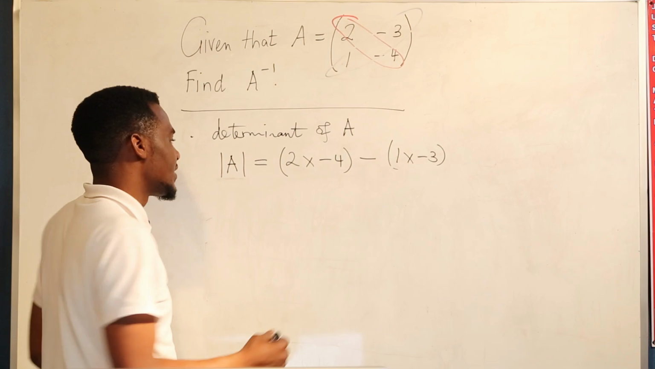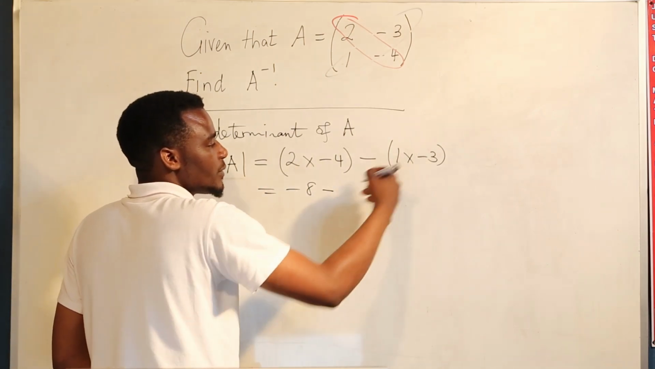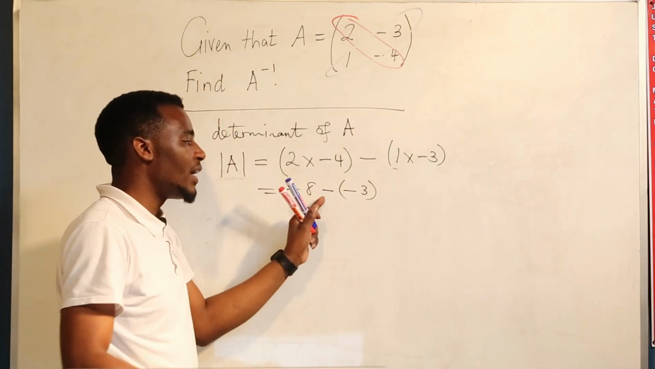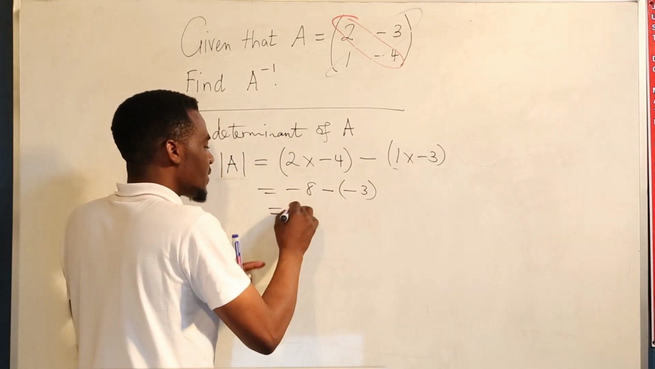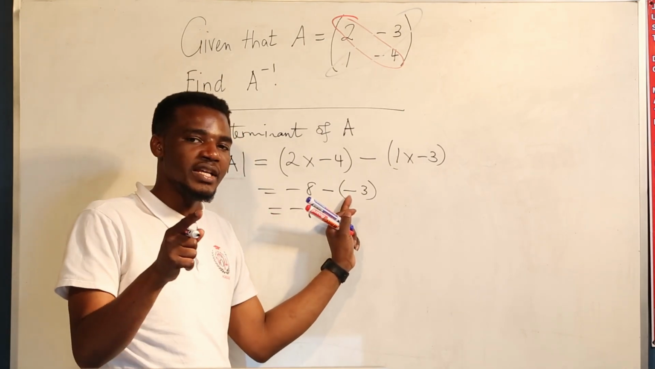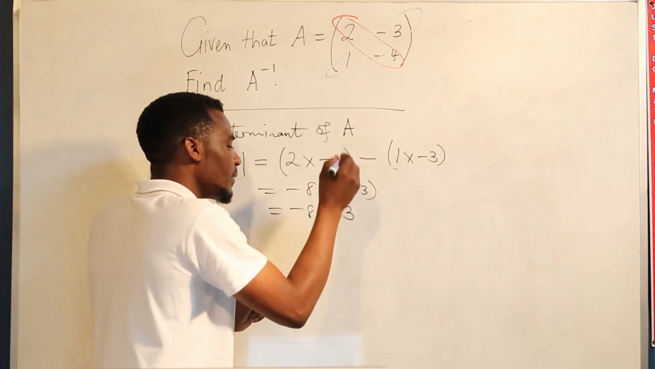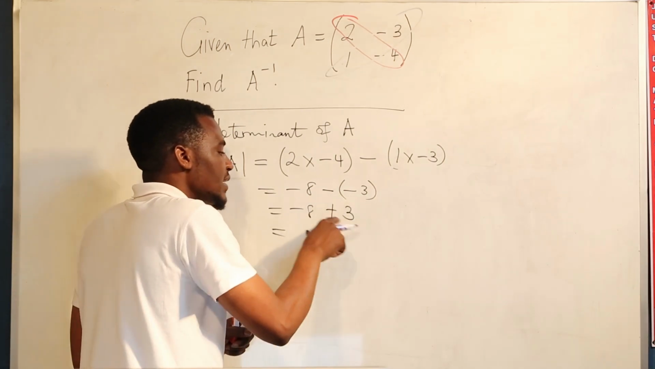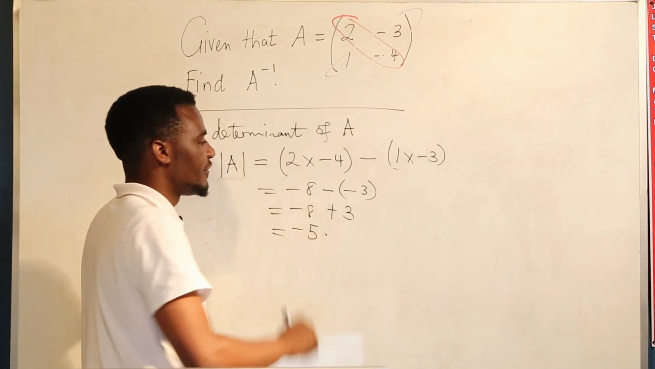The next thing, let's quickly simplify. What is 2 times -4? We get -8, minus 1 times -3, we get -3. So mathematically we're saying -8 minus -3. When a negative sign is followed immediately by another negative sign, replace that with a plus. We know that addition is commutative. -8 plus 3 is the same as +3 minus 8, and this gives us -5.